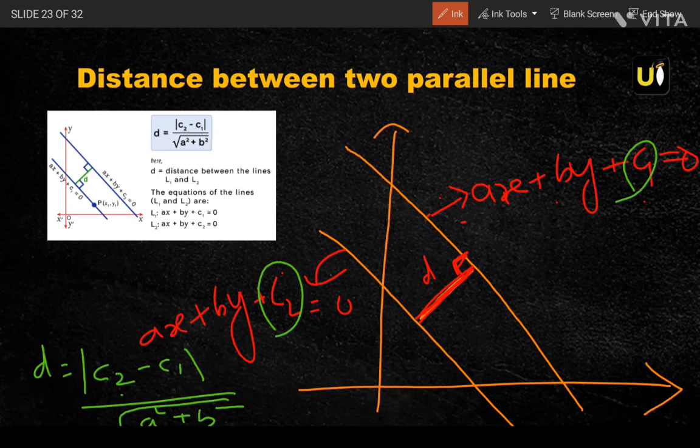And here for the parallel lines in the equation, the a and b values will be the same, the c values will be varying. Okay, simply, so the distance between these two parallel lines is c2 minus c1 by root over a square plus b square. Remember, here there will be mod, as the distance will never be a negative value.